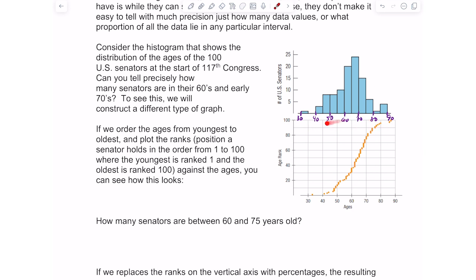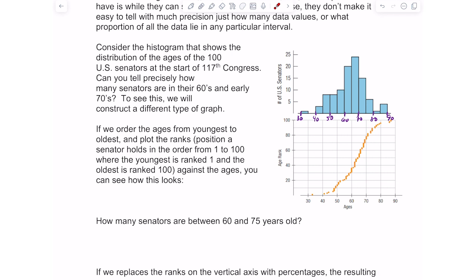So we have the ages, and then we've got the US senators, okay? Can you tell exactly how many senators are in their 60s and early 70s by looking at the histogram? It's kind of hard to tell, right? What we can do is construct a different type of graph to look at this.